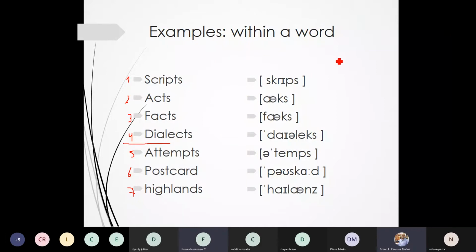Tips. Asks. Facts. Dialects. Attempts, postcard, and Highlands.